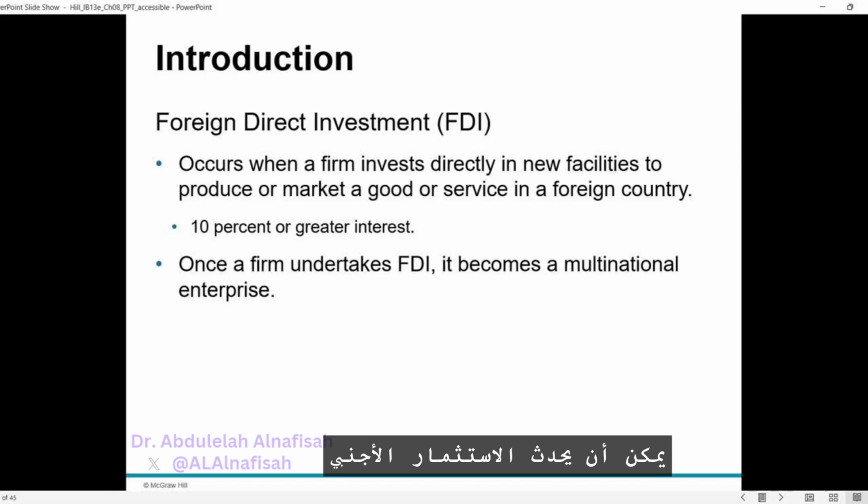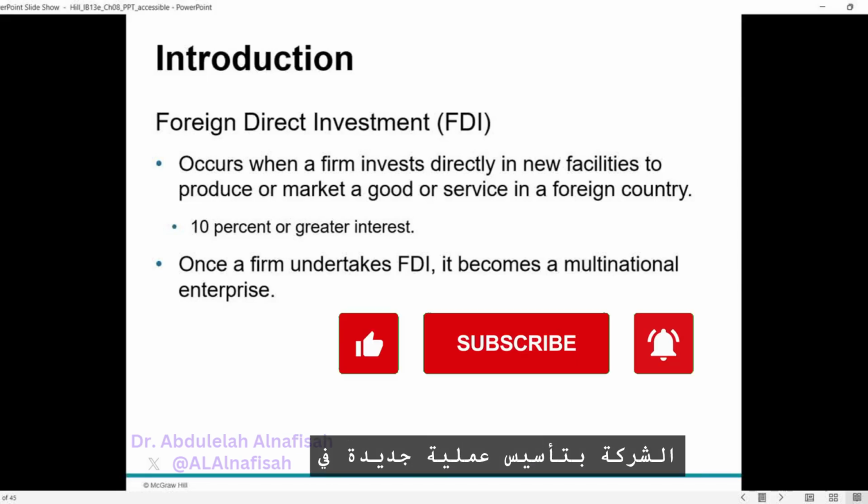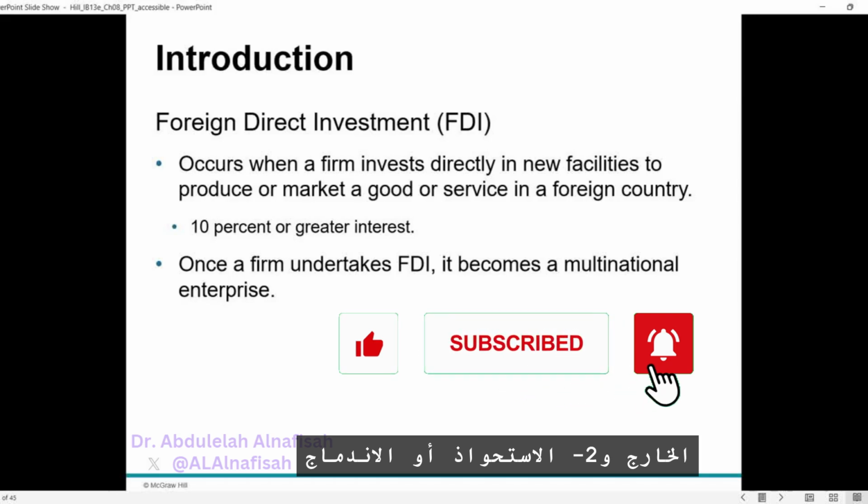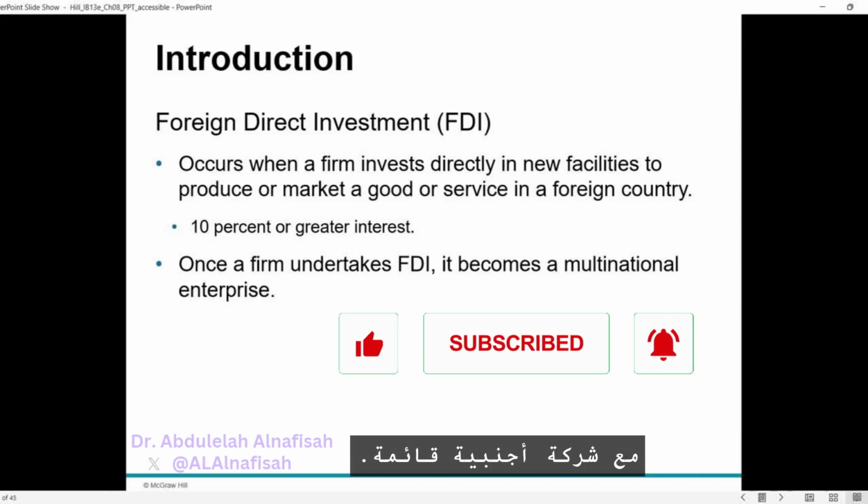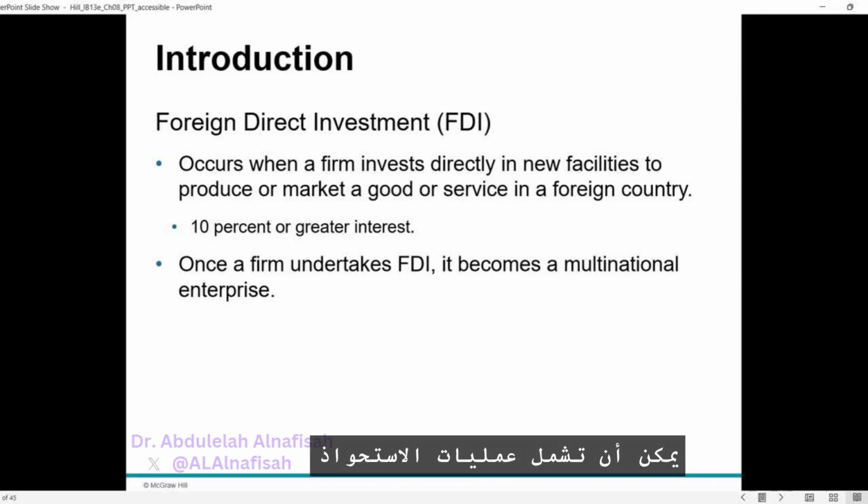FDI can occur in two main forms. 1. Greenfield investments, where a company establishes a new operation abroad, and 2. Acquisitions or mergers with an existing foreign firm. Acquisitions can involve minority, 10 to 49%, majority, 50 to 99%, or full, 100%, ownership stakes, as seen in Walmart's entry into Japan through acquisition.